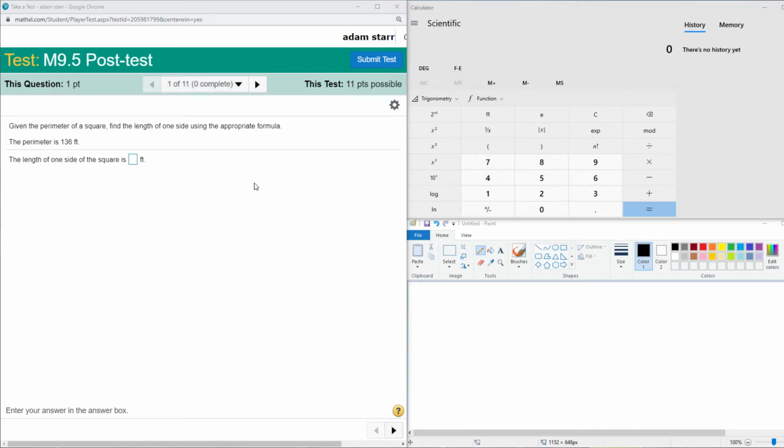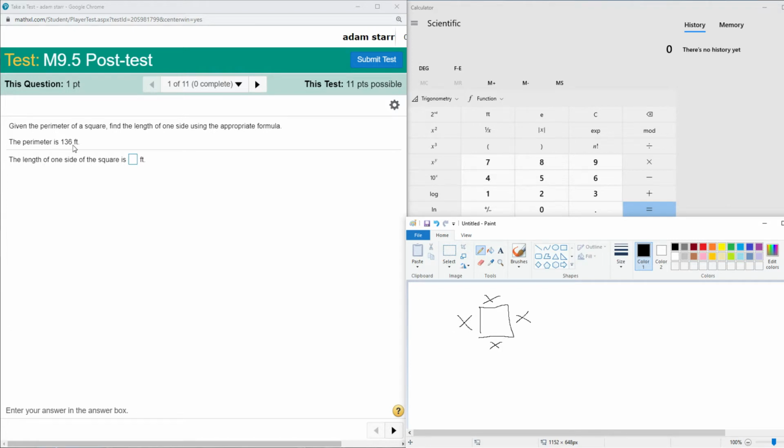So let's get started. This first question says, given the perimeter of a square, find the length of one side using the appropriate formula, and we're given the perimeter. So we're talking about a square here. Drawing it out real quick, a square has all same side measurements, so I'm just going to call them x for now. And I'm given the perimeter is 136 feet.